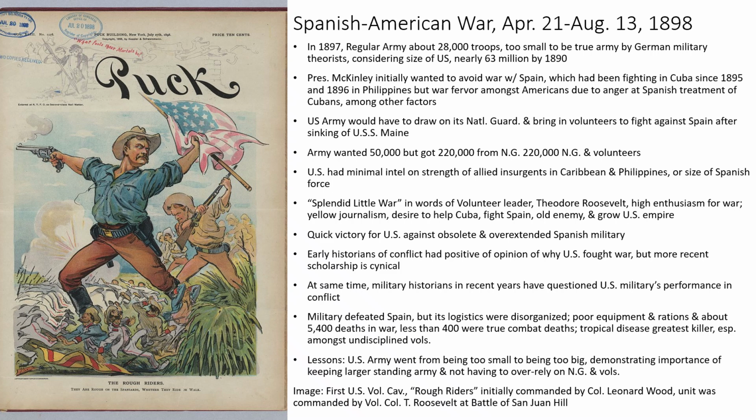In order to have enough troops to successfully fight this conflict, the U.S. Army is going to draw on its National Guard, which had been developing during the Gilded Age. It had become an important strike-breaking force during this period, and it had also become much more professionalized and standardized. The Army wanted 50,000 troops to augment its own regulars, but instead they got 220,000 who were from the National Guard or who volunteered for the purpose of fighting in this war.